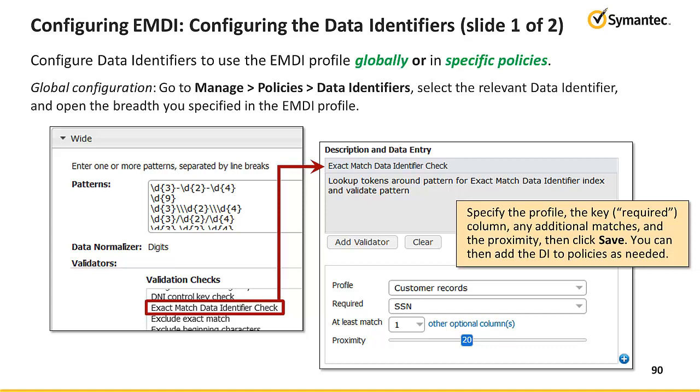After this is completed, click Add Validator to add the Exact Match Data Identifier check to the Active Validators box. After this is finished, scroll back up to the top of the Data Identifiers page and click Save.